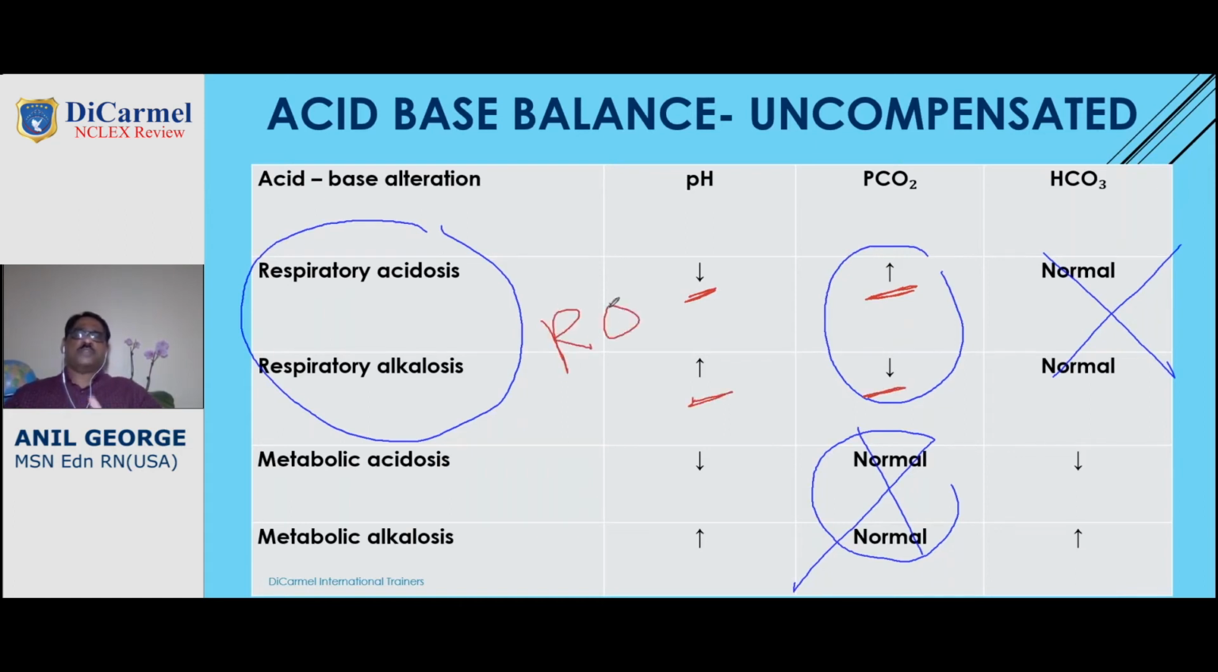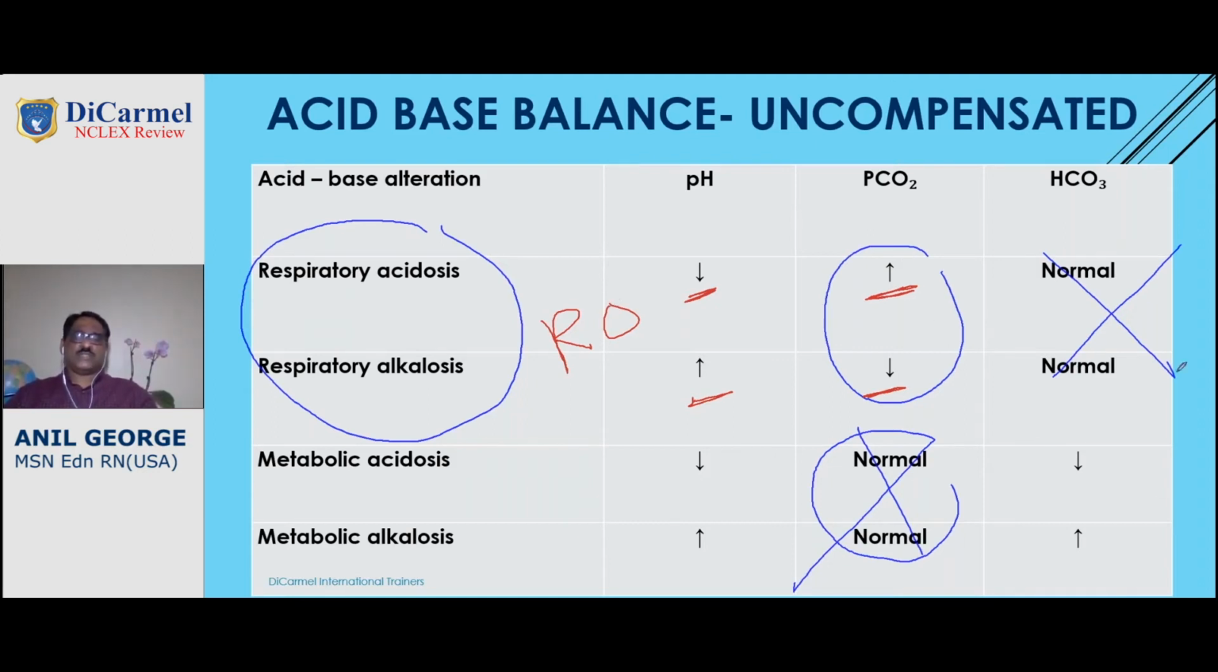I mean, if the carbon dioxide goes up, the pH goes down. When pH goes down, what is that? That is acidosis. And when CO2 goes down, the patient goes into high pH, which is alkalosis, right? Which is going to be respiratory alkalosis.